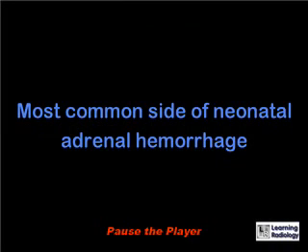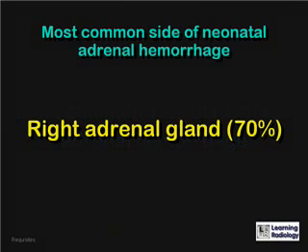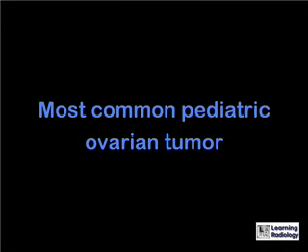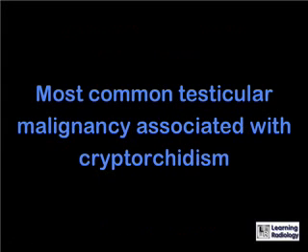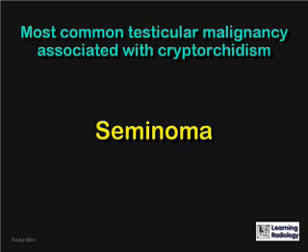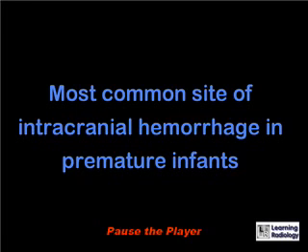What is the most common site of neonatal adrenal hemorrhage? The right adrenal gland. What is the most common pediatric ovarian tumor? Benign teratomas, dermoids. What is the most common testicular malignancy associated with cryptorchidism? A seminoma. Neuroradiology. What is the most common site of intracranial hemorrhage in premature infants?